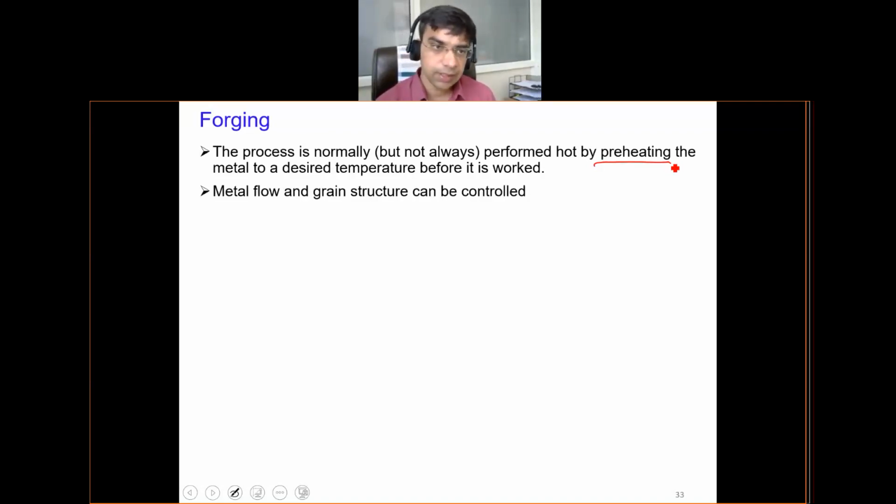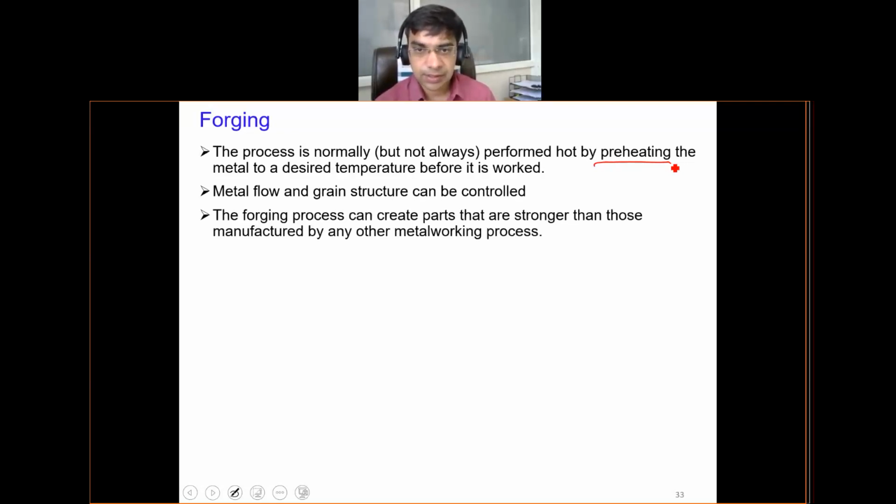So in hot working, the metal flow and grain structure can be controlled, and the forging process is generally known to create products which are stronger than those from any other manufacturing process. So why are the products stronger? Because in this case grain refinement takes place, and the grain structure gets refined, which gives a higher number of grain boundaries per unit volume, thereby increasing the resistance to slip. Hence the strength and hardness of the workpiece get increased.